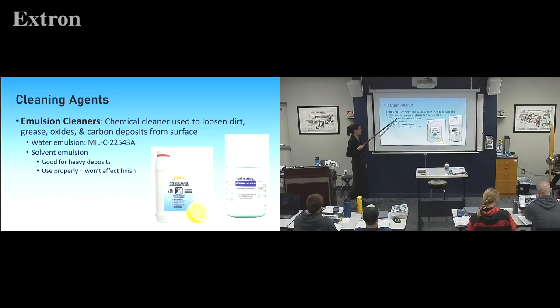And your water emulsion will have a specific mil spec. You can look that up, go to the manufacturer, see what you need. Solvent emulsion is good for heavy deposits, and whatever type you use, read the manufacturer's instructions, because you could damage a finish if you're not using it properly. So always go to the manufacturer's instructions.